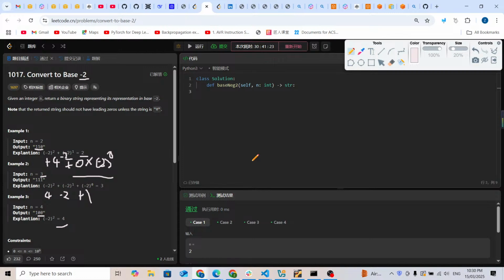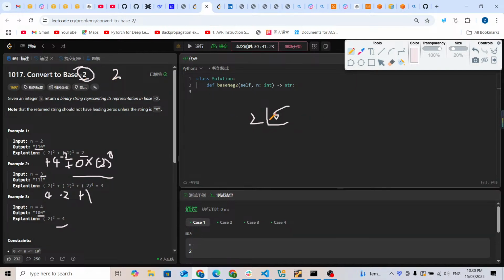So how can we solve this problem easily? If this is base 2, normally it's going to be easy. So for example, we're going to use an example of 6 divided by 2. What's going to happen? What if we just convert it to base 2? It's going to be easy, instead of -2.